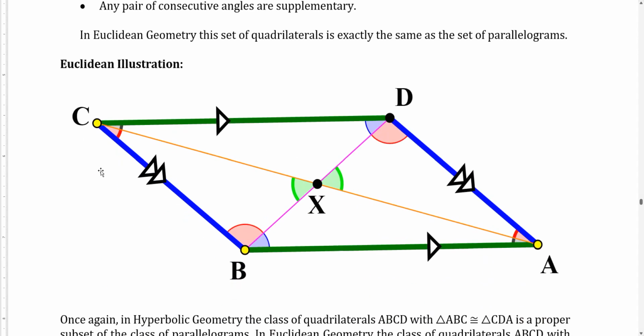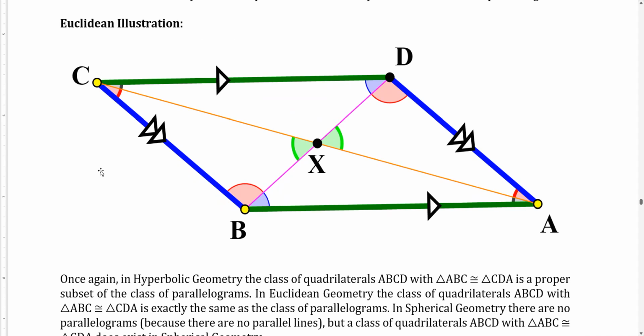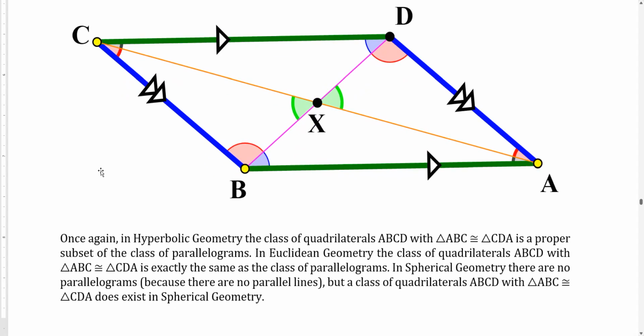Okay, so again, here's a diagram. So once again, in hyperbolic geometry, the class of quadrilaterals ABCD with triangle ABC congruent to triangle CDA is a proper subset of the class of parallelograms. In Euclidean geometry, the class of quadrilaterals ABCD with triangle ABC congruent to triangle CDA is exactly the same as the class of parallelograms. In spherical geometry, there are no parallelograms because there are no parallel lines, but a class of quadrilaterals ABCD with triangle ABC congruent to triangle CDA does exist in spherical geometry.